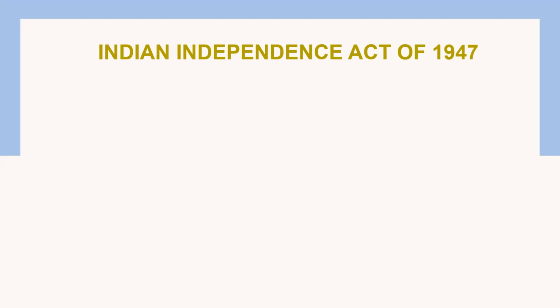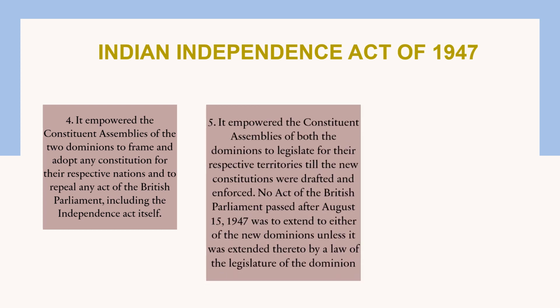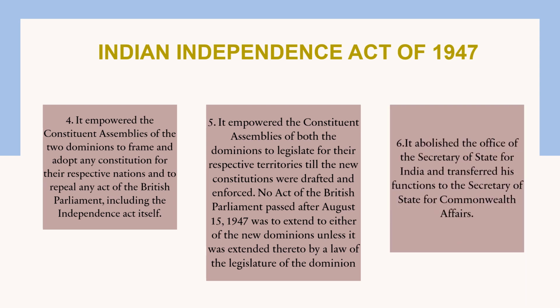Indian Independence Act of 1947 empowered the constituent assemblies of the 2 dominions to frame and adopt any constitution for their respective nations and to repeal any act of the British Parliament, including the Independence Act itself. And it empowered the constituent assemblies of both the dominions to legislate for their respective territories till the new constitutions were drafted and enforced. No act of the British Parliament passed after August 15, 1947 was to extend to either of the 2 new dominions.